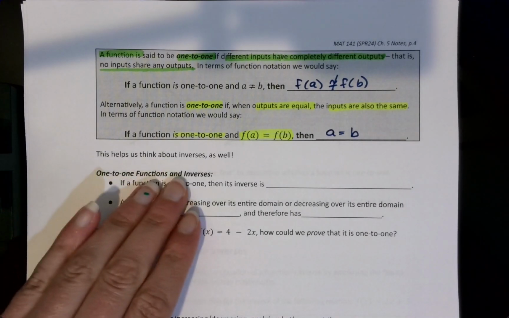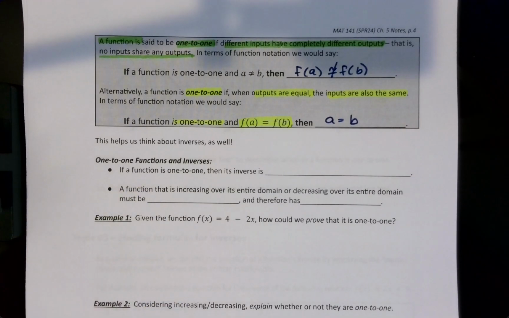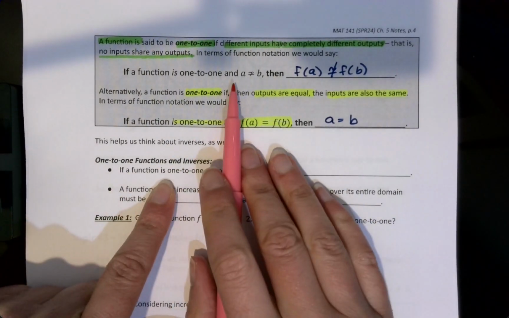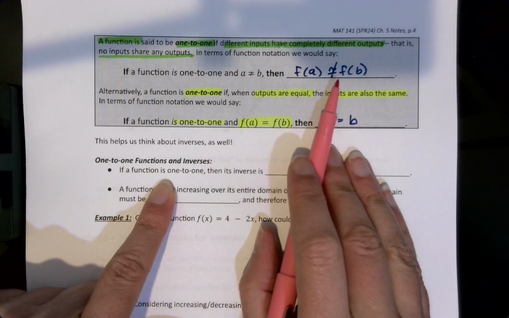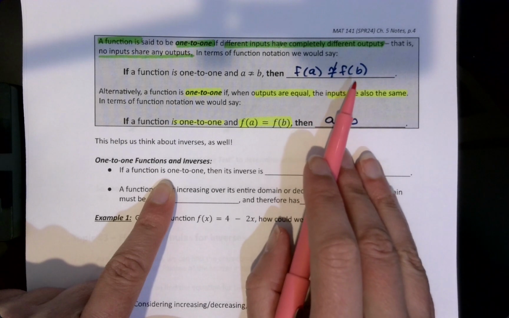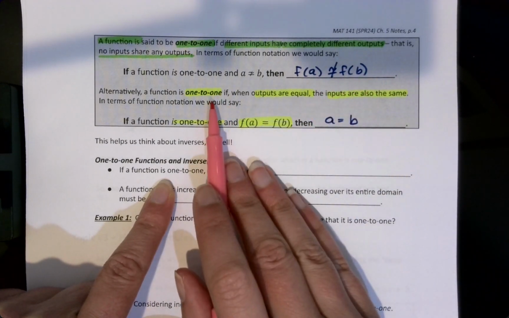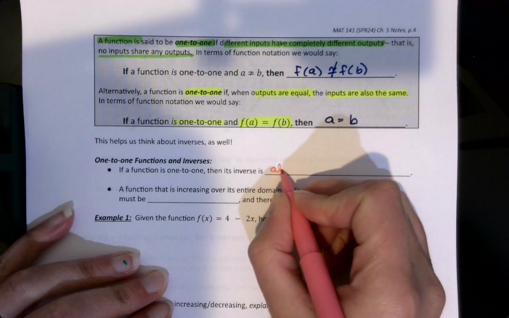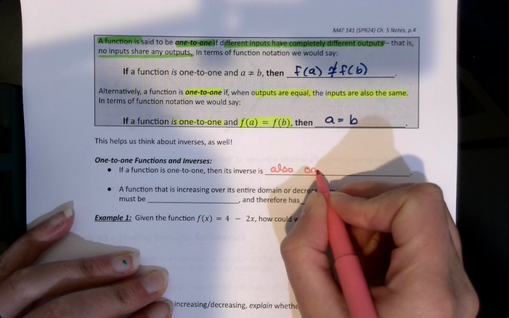So one-to-one functions and inverses. If a function is one-to-one, then its inverse is also. If a function is one-to-one, then for each input you have a unique output, and that output is not shared by any other input. And therefore, when those outputs switch over into inputs, they're not going to be repeated. So the inverse is also one-to-one.